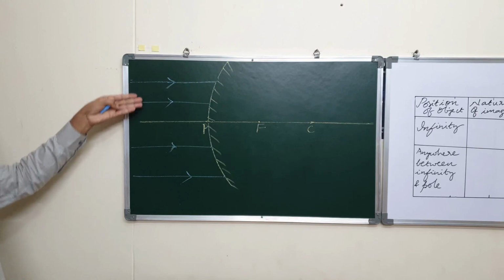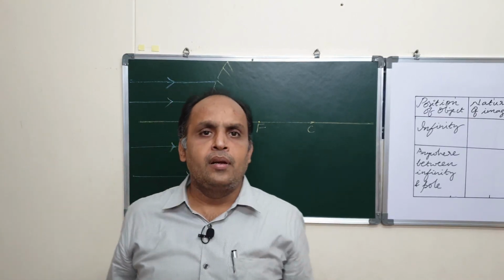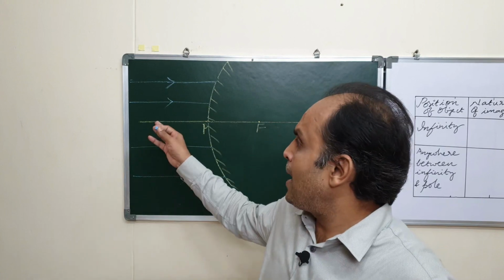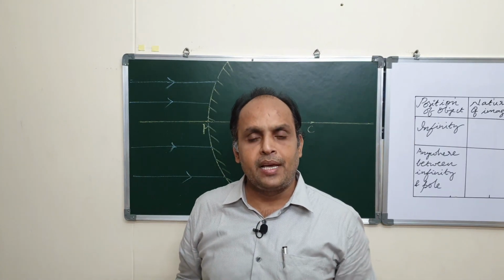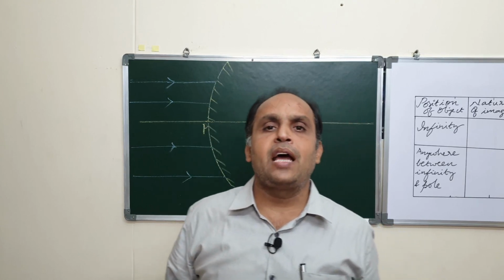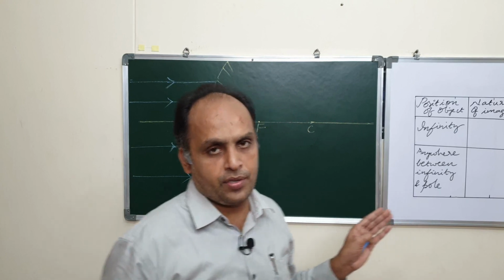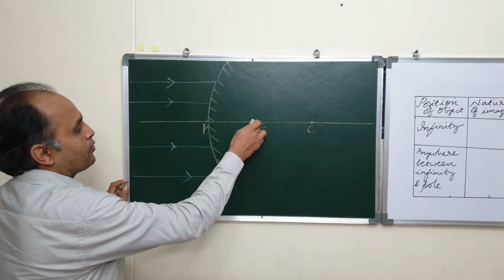Now there are 4 rays I have drawn, and according to the rule, whenever a ray of light passes parallel to the principal axis, after reflection it either actually passes through the focus if it is a concave mirror, or appears to diverge from the focus if it is a convex mirror. So they should appear to diverge from the focus.